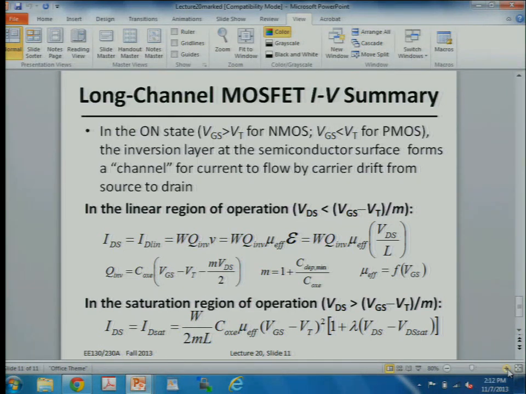Okay, so there's basically two regions of operation for a MOSFET, a linear regime, or region, and saturation region. What delineates the boundary between linear and saturation mode of operation? VD-sat. So it's VD-sat relative to something. VGS, right?